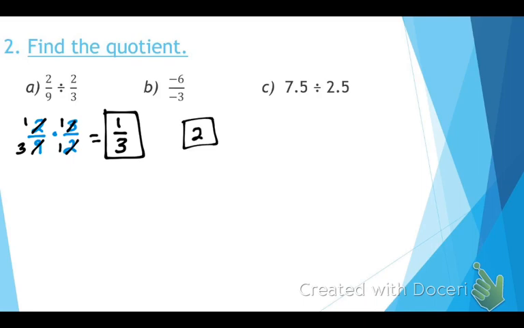Next one, 7.5 divided by 2.5. Does the 7.5 become the number tucked underneath, or is it the one on the left side? Underneath. It is underneath, 7.5, and when I say divide, then I'm going to go ahead and put that division sign on top of it, okay?